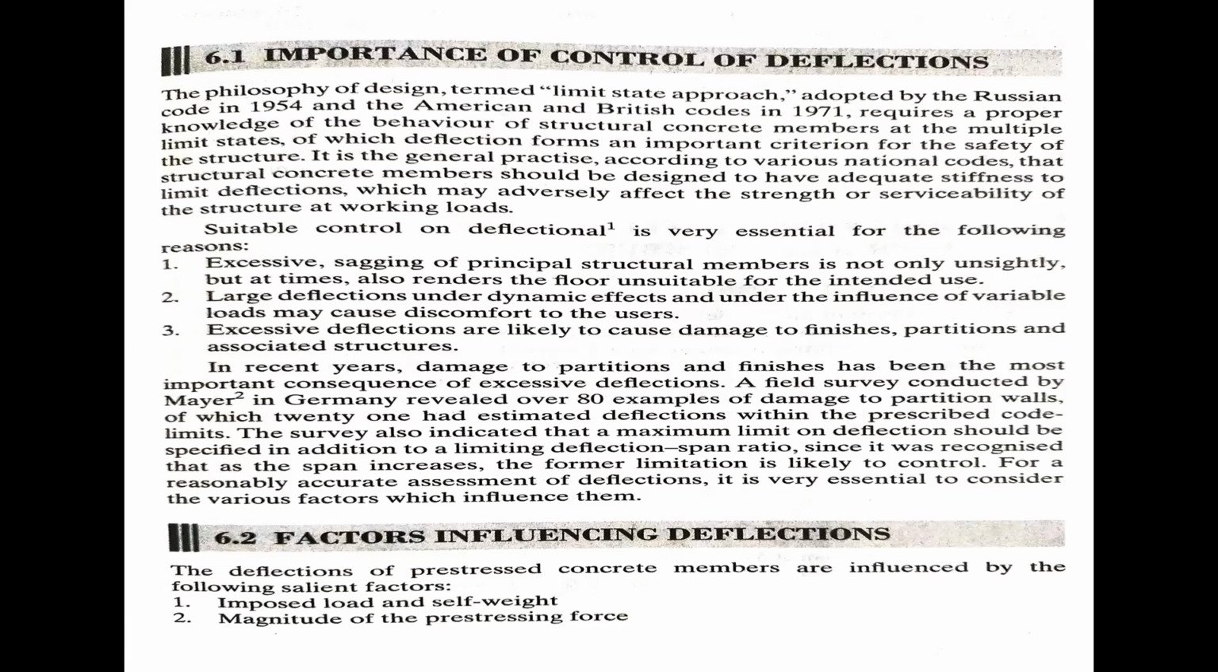How to control the deflection? You have to reduce the span. The span ratio has to be reduced. To control the deflection, reduce the span. If you increase the span, the deflection automatically increases, and excessive deflection may lead to failure. The main important point is to reduce the span of the girder, beam, or any structural element for prestressed concrete.